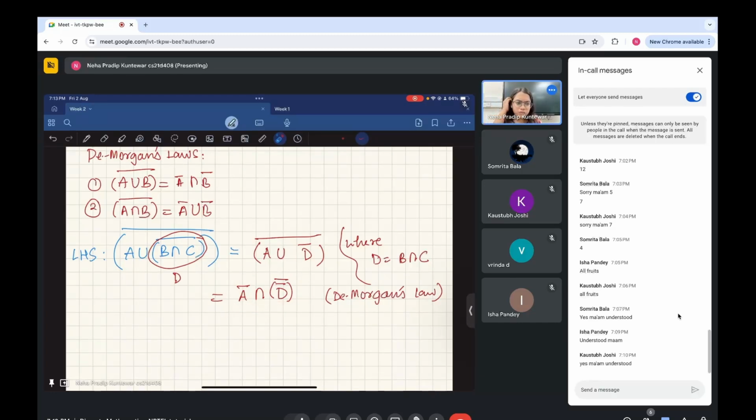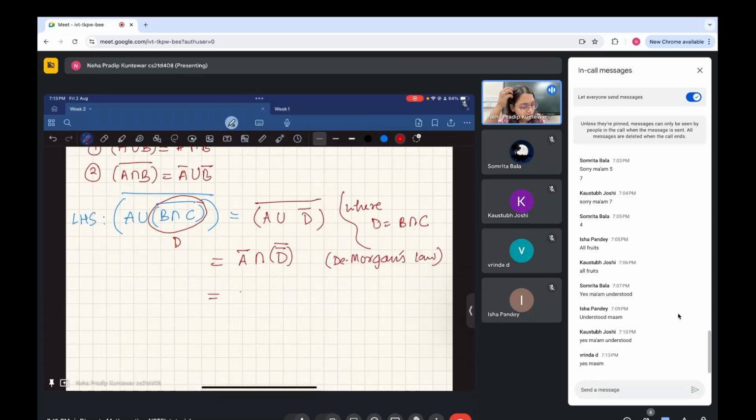So yeah, if there are any questions about the two steps that we wrote, then let me know. Or otherwise please think about what would D complement look like. Okay. So my claim is that I can simply write this as A bar intersection D.